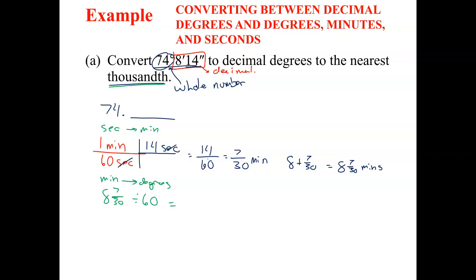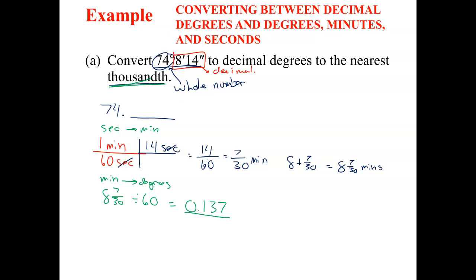It's the thousandths place, so you want 3 decimals, because it wants the thousandth place. So tens, hundreds, thousands. Alright? So that's our decimal part of our degrees, minutes, seconds.